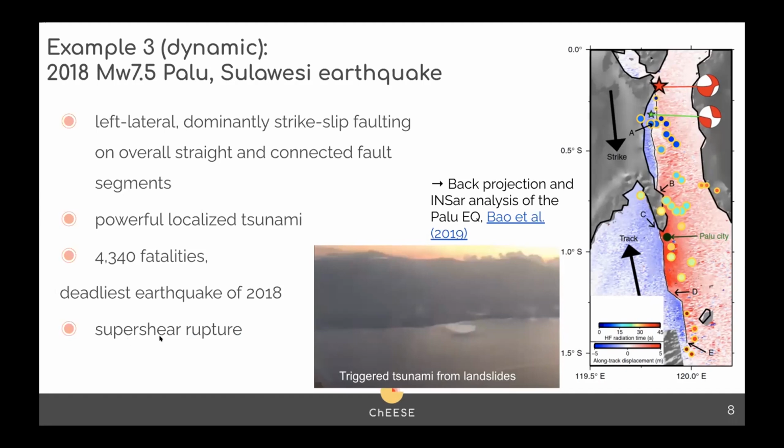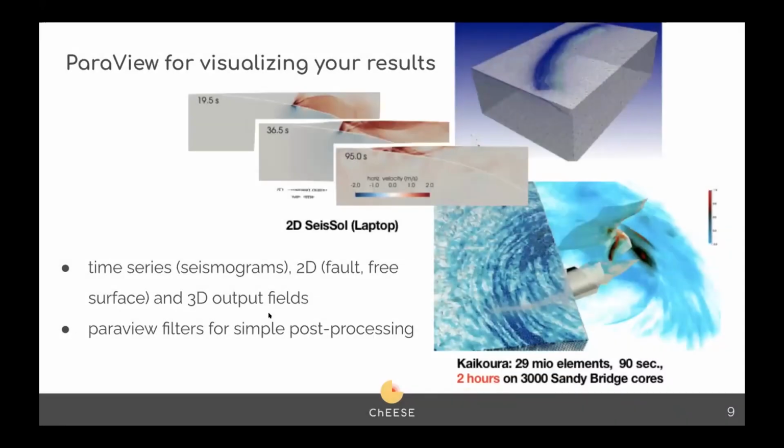So we will run the simulation, and you will see how this supershear rupture works. After you run the simulation, you will copy all the results to your local machines, and we will show you the result I calculated. So there are time series. We put the receivers on the fault or on the surface, so you can look at the ground shaking and what the seismograms look like.